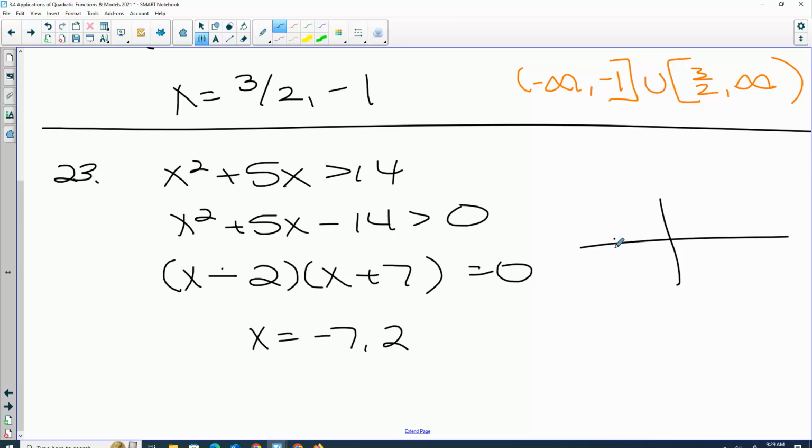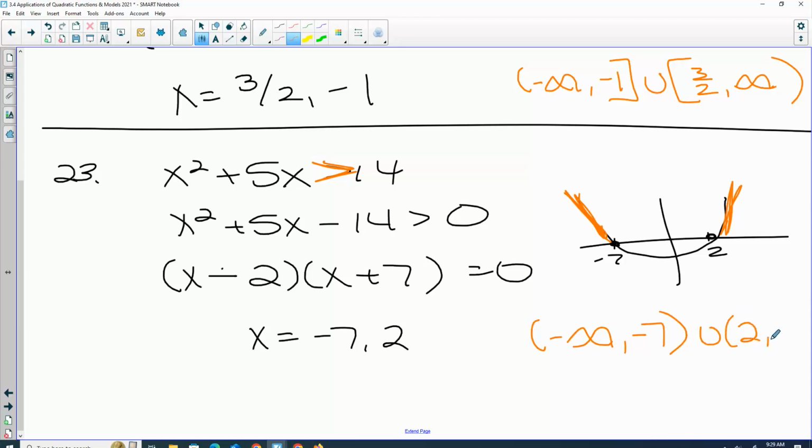Okay, I don't care how accurate these graphs are. Those are the places where we hit the x-axis. Does this one open up or down? Up. I asked for greater than. Greater than is above, so this one's above the x-axis twice, here and here. No equal to, so everything's parentheses. So that would be -infinity to -7, union 2 to infinity.